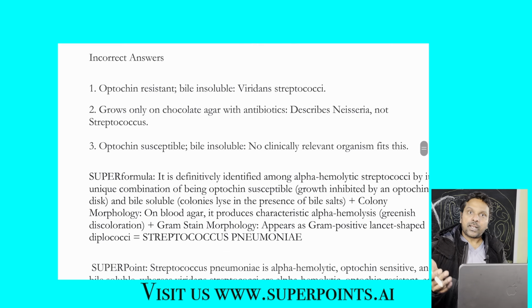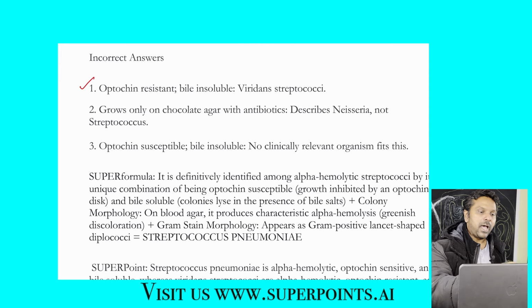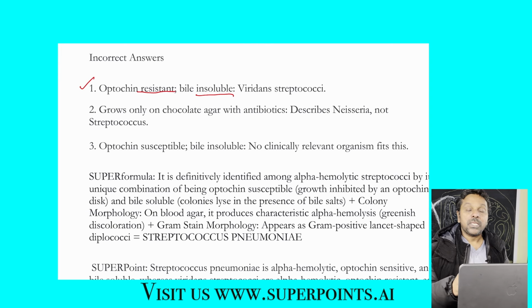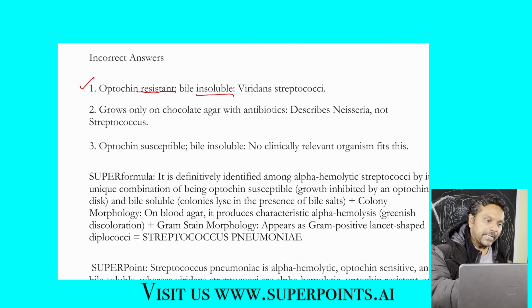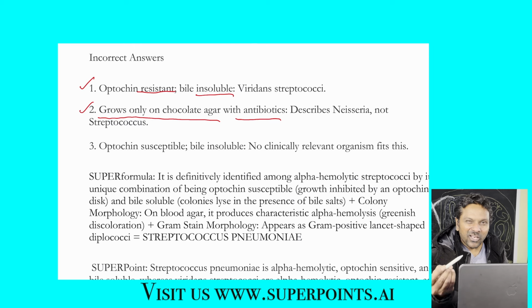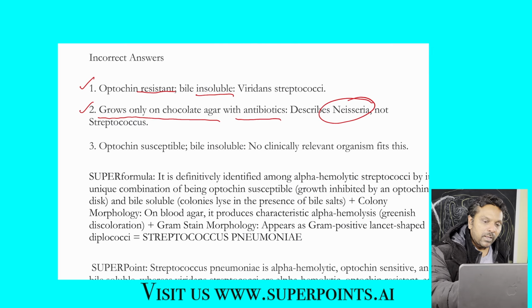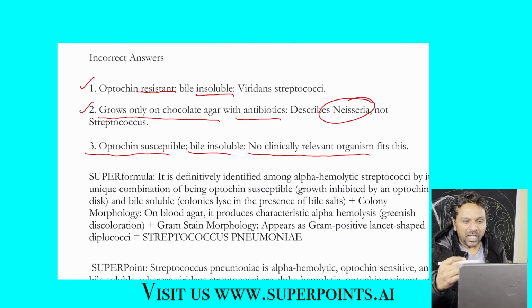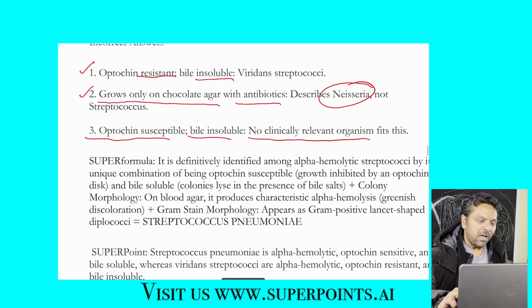What about incorrect answers? Why not option 1, optochin resistant, bile insoluble? Optochin resistant, bile insoluble is about viridans streptococci. So these two tests are helpful to differentiate Streptococcus pneumoniae from viridans streptococci. The next option, grows only on chocolate agar with antibiotics. Chocolate, always think about Neisseria, all right? So not Streptococcus. What about optochin susceptible, bile insoluble? I don't think of any organism that fits that option.